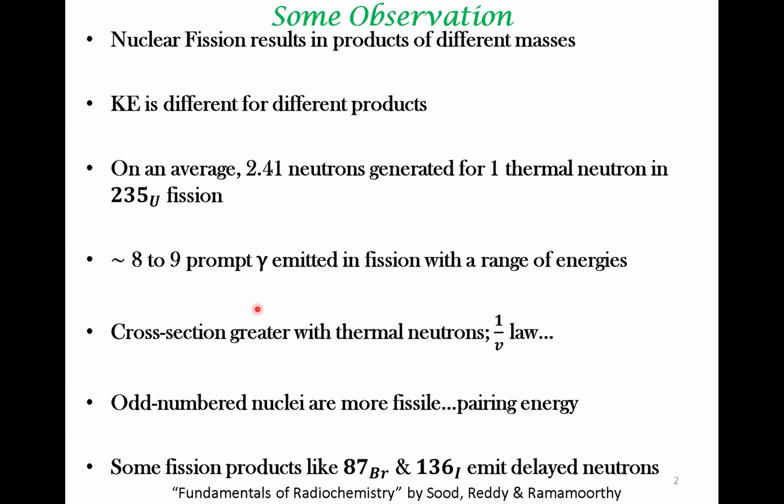As the kinetic energy of the neutron increases, the cross section decreases. Here, the v refers to the velocity of the neutron. So the cross section is very high when you have thermal neutrons and subsequently decreases. So odd numbered nuclei are more fissile because of pairing energy. Some fission products, like what is mentioned here, can themselves emit neutrons.